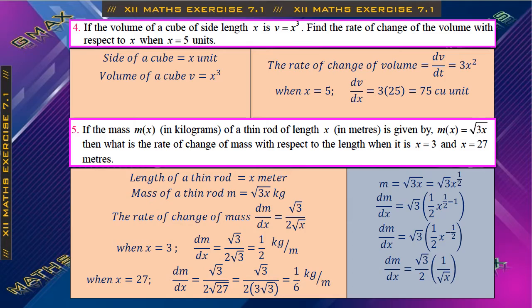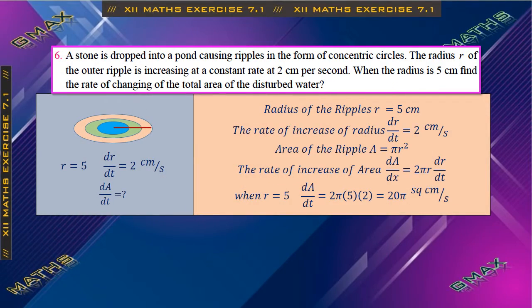Okay. Next. A stone is dropped into a pot, causing ripples in the form of concentric circles. The radius r of the outer ripple is increasing at the constant rate of 2 cm per second. When the radius is 5 cm, find the changing rate of the area. Okay, what is given: a ripple is drawn on the left side and the radius is 5 cm. That radius is changing. Whatever is changing, that is in terms of differentiation. Radius changing with respect to time, that is dr/dt is 2 cm per second.